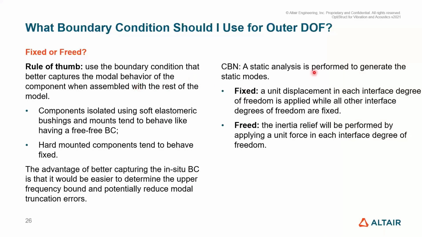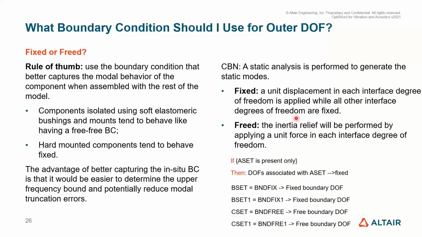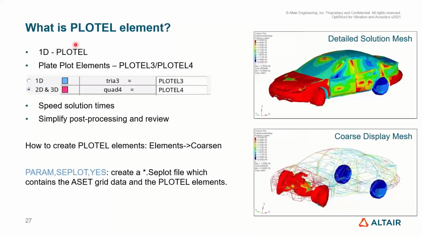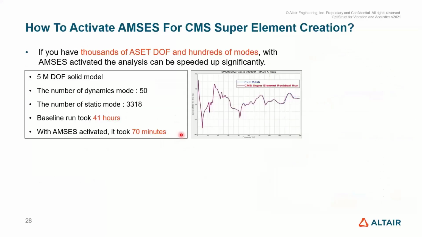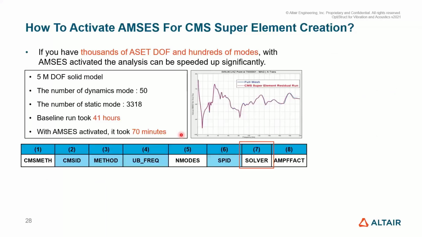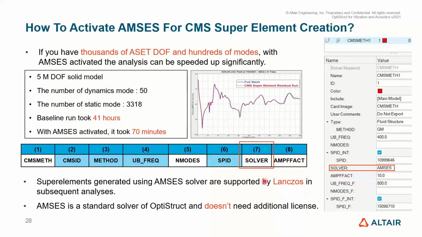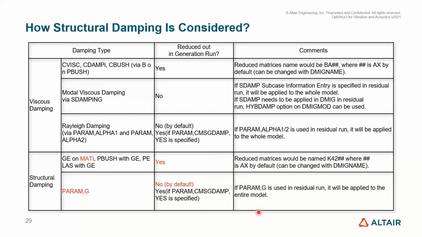So there is some theory. If it's fixed, then a unit displacement in each interface degree of freedom is applied with other degrees of freedom fixed. If it's free, then OptiStruct will run some inertia relief in the reduction run. Using part super-elements, we can save a lot of time for solution and for post-processing. And also ADAMS is supported. The flexible body generated using ADAMS is supported by Lensos. And it's a standard solver of OptiStruct, which doesn't need any additional license.